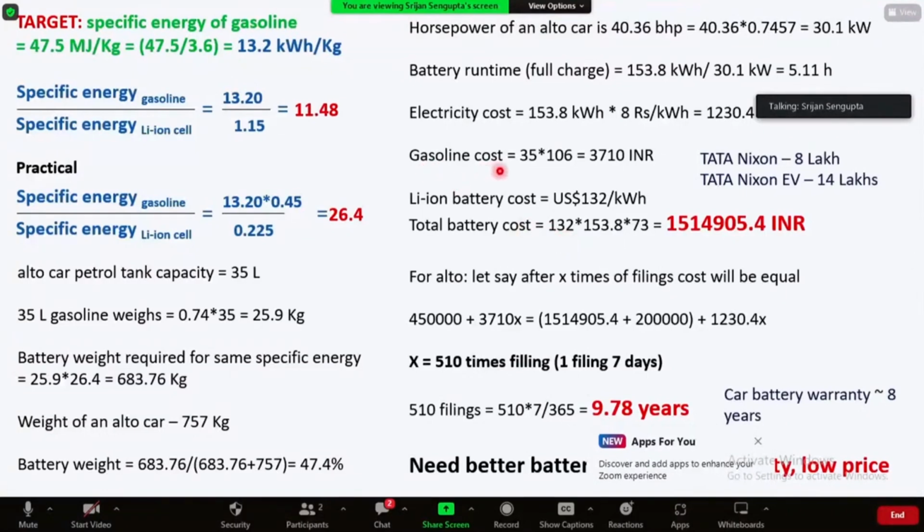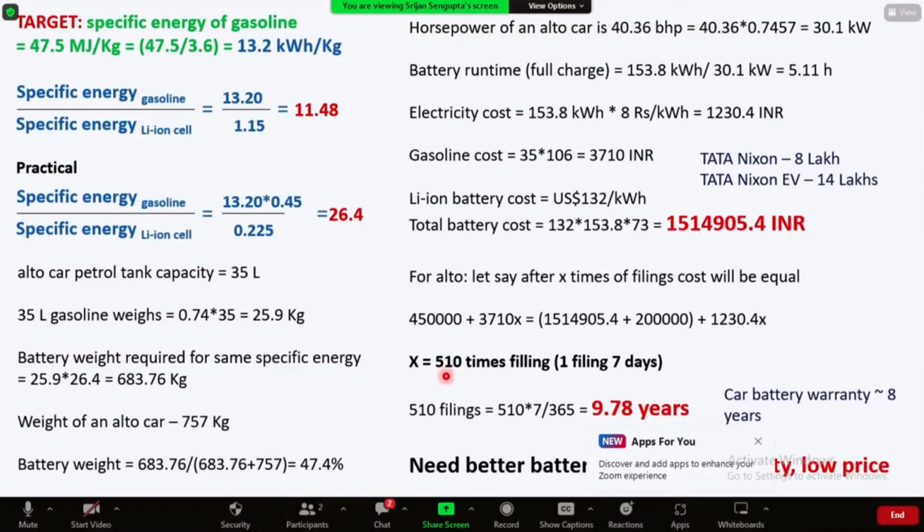One gasoline filling costs about 3710 rupees, and one electricity filling costs around 1230 rupees. So if you ask after how many fillings the cost will be equal, it comes to 510 times filling. So after 510 times filling the entire tank, your cost will be equal. And if you take 7 days per filling, it will give you at least 8 to 9 years. So after 8 to 9 years, your cost will be equal because the installation cost of the batteries is very high. EVs cost very high, and petrol cars cost low. So that is why after running that car for 8 to 9 years, your cost will be equal.